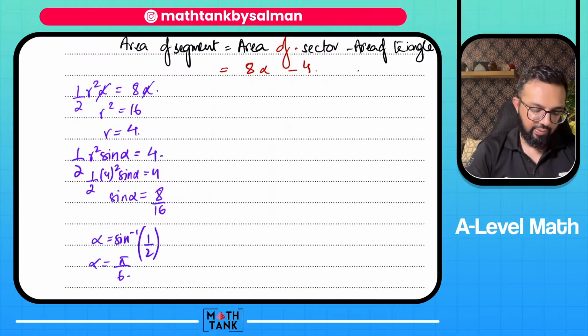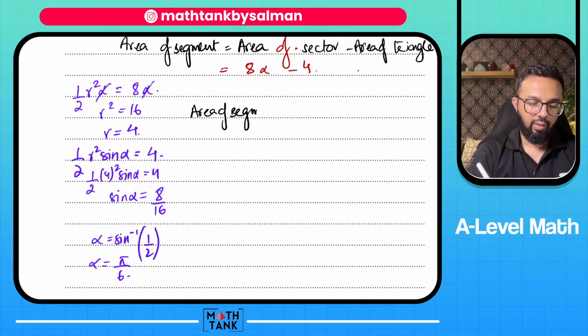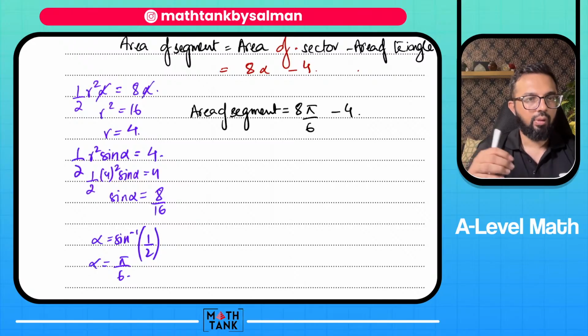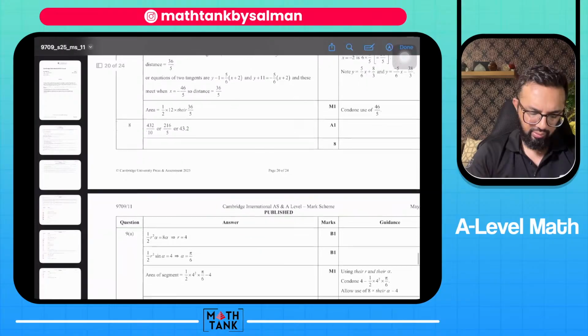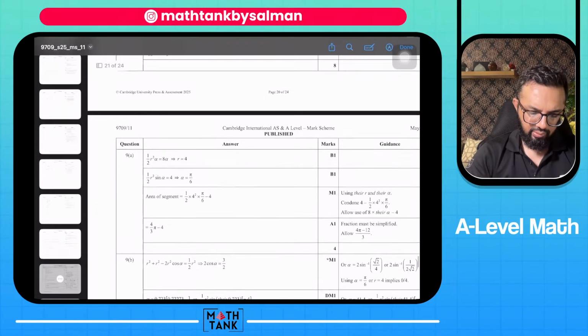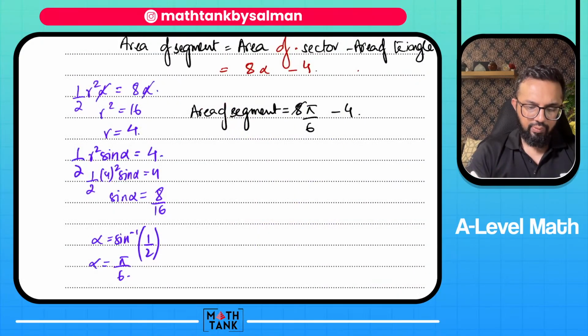Pi over 6. So area of segment is 8 alpha. 8 pi over 6 minus 4. Yeah. 4 over 3 pi. 4 pi over 3 minus 4.